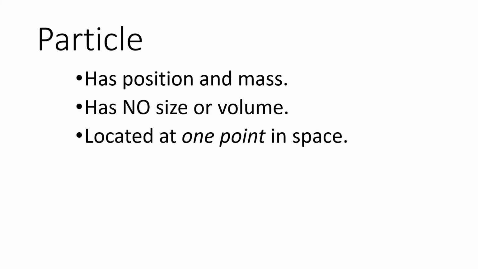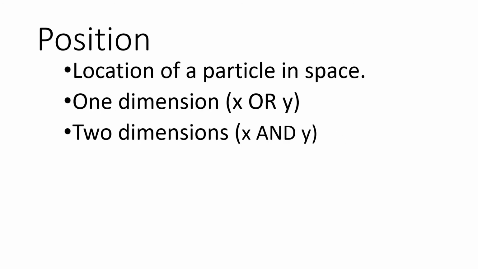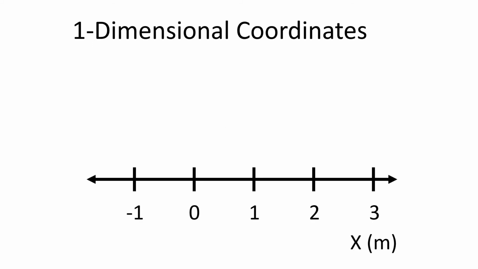So a particle, why is it called a particle model? Because it has a position and a particular mass. We're not looking at size or volume, but we're just saying that this particle, which has a position and mass, is located at one point in space. And a position is a location of a particle in space. So in one dimension, like I said, it can be on the X or Y axis, but if it's 2 dimensions, you have to take both into account.